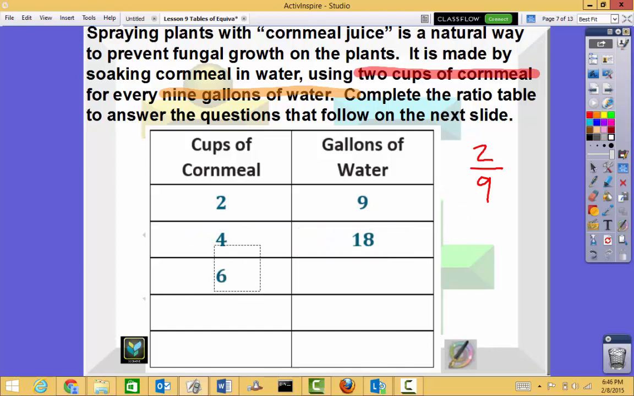If I add 2 more cups of cornmeal for 6, I need to add 9 more gallons of water for 27. If I add 9 gallons of water, to keep my ratio the same, I have to add 2 cups of cornmeal. Now, how many cups of cornmeal would I need if I have 45 gallons of water? Answer this question on Socrative. Pause it if you need to, then continue on with the lesson.